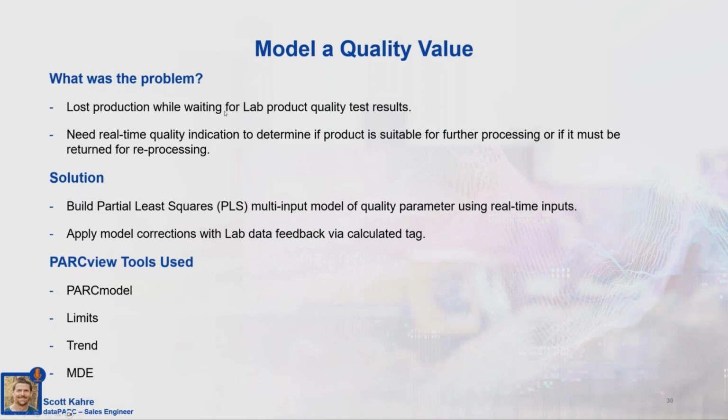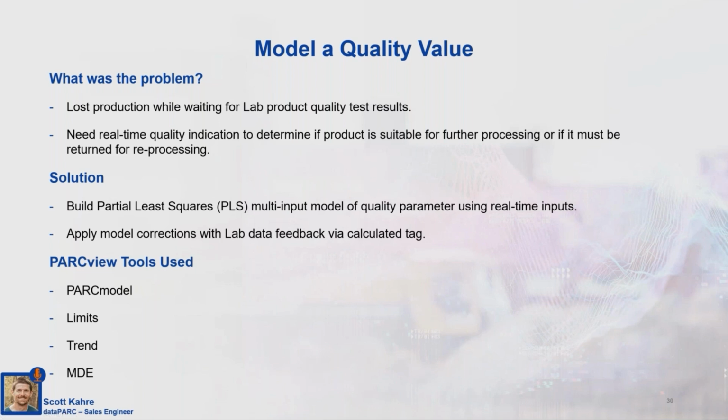And it would be very helpful to maintain operational reliability and quality if we had a real-time indication of that quality parameter rather than waiting 2 hours or 4 hours or however long it might take in between samples and analyses in the lab. So the solution is to build what we call a partial least squares, abbreviated PLS, multi-input model of that quality parameter using real-time input data. So this is a multi-input single output model.